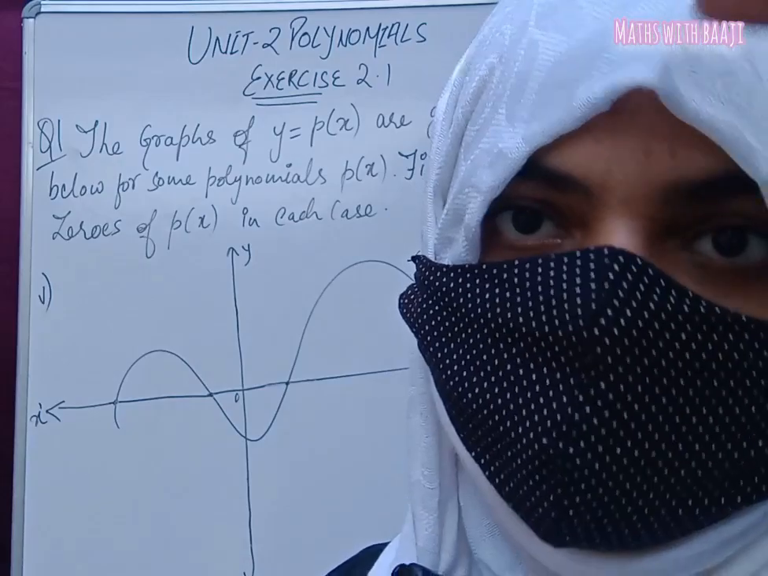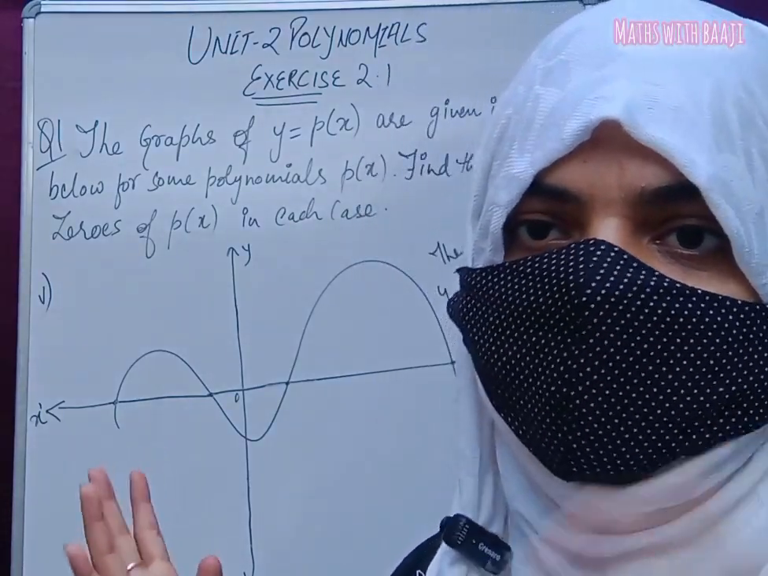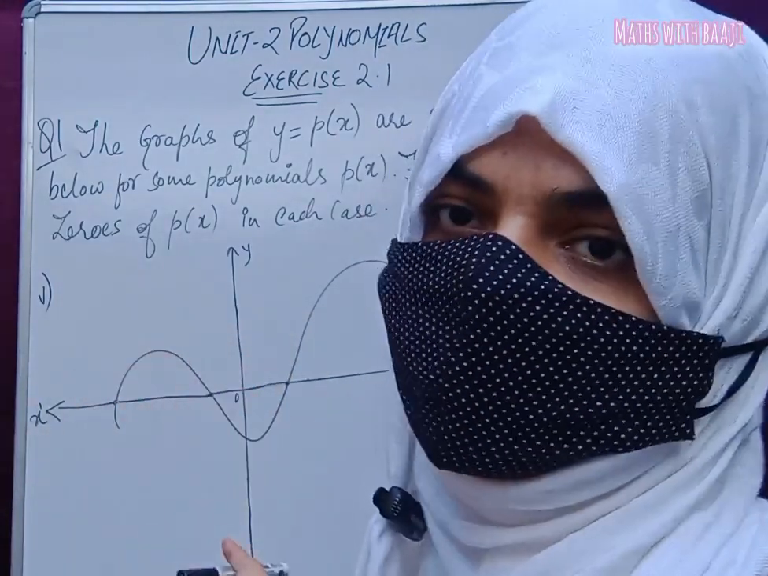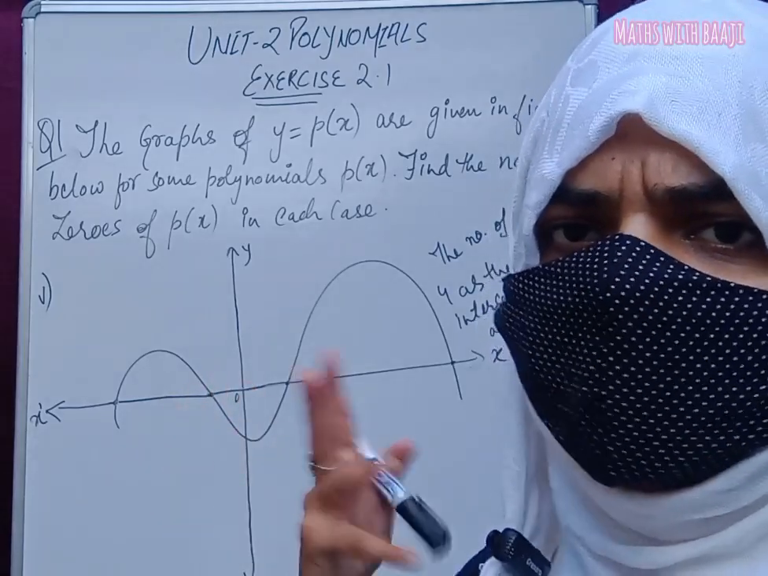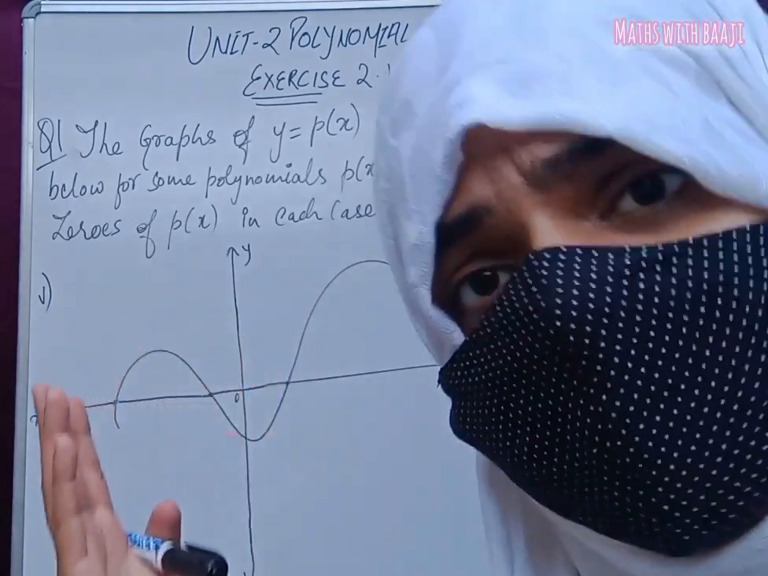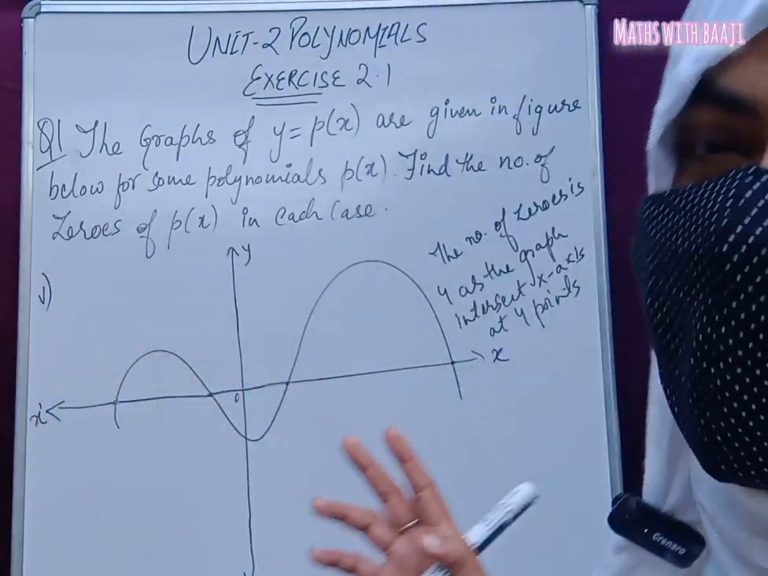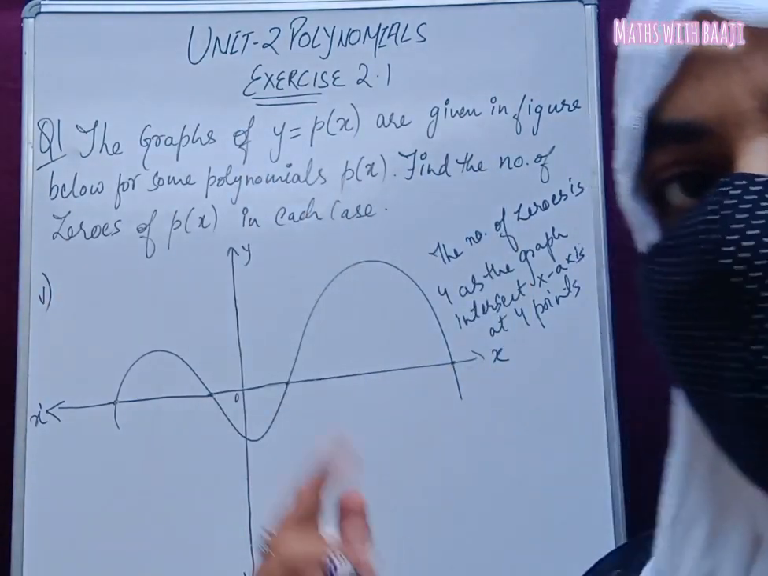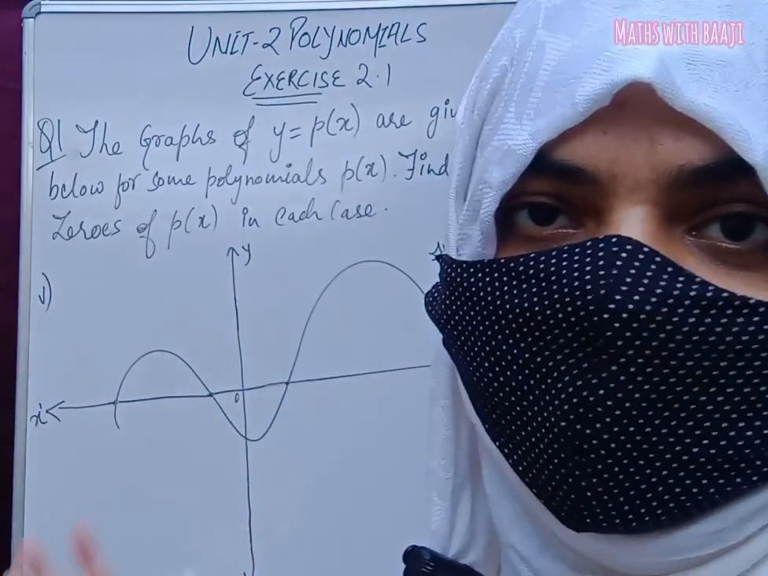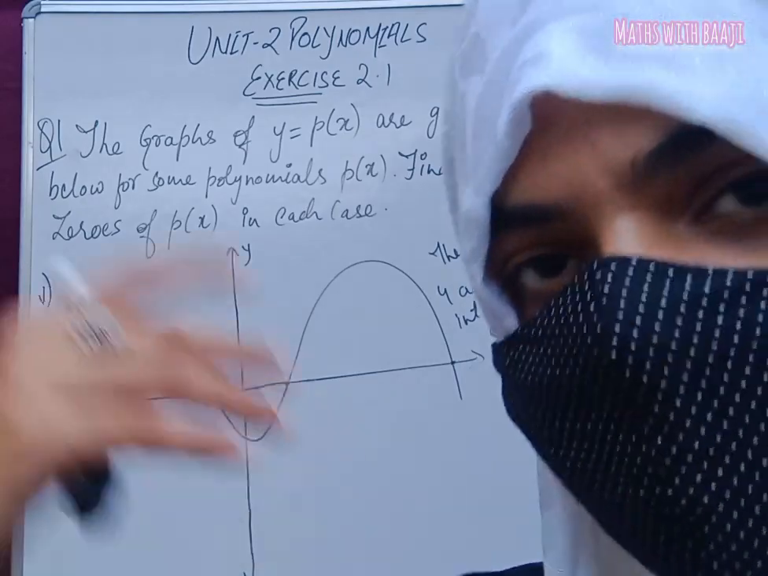So you should know what the reason is. If they ask how many times, what is the number of zeros, they can ask any type of question, so you should know the specific reason as well. Okay, so the reason also we have written as the graph intersects the x-axis 2 times or 3 points, something like that, whatever is given according to the question.